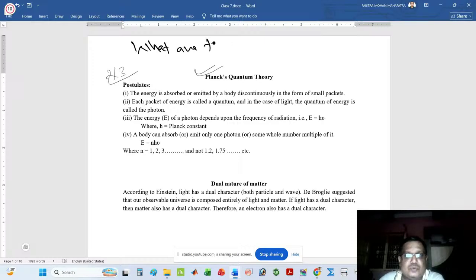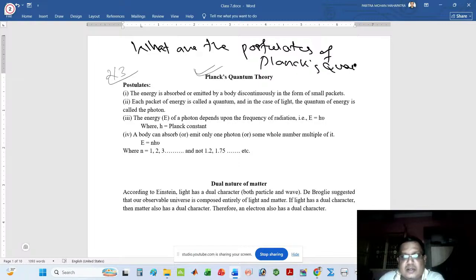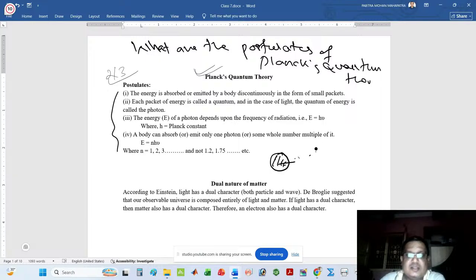What are the postulates of Planck's quantum theory? It is an important question. Then you will write the answer, write the 4 points in the answer. As for the postulates, Planck said that whether a source emits or absorbs energy, suppose I take a body, whether the body absorbs or emits energy, it always emits or absorbs energy in the form of small packets.